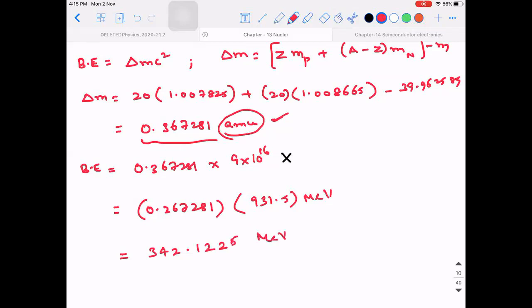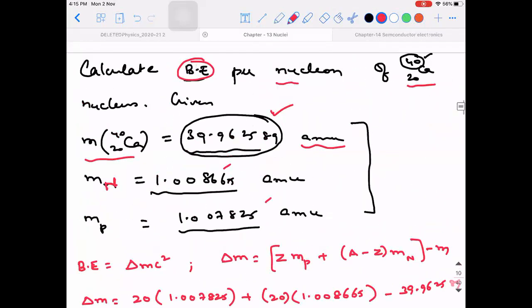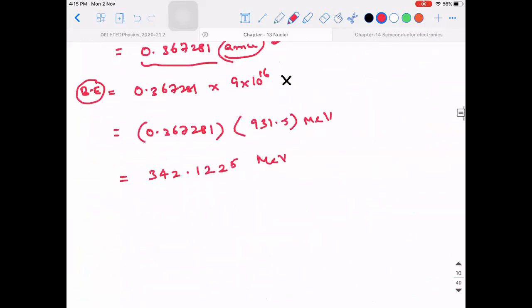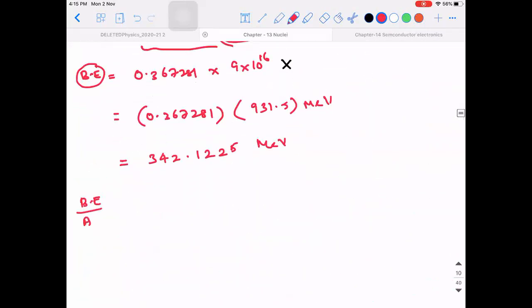342.1225 mega electron volt. This is the binding energy, guys. But what is asked in the question? It is binding energy per nucleon that is asked. So let's calculate the binding energy per nucleon.